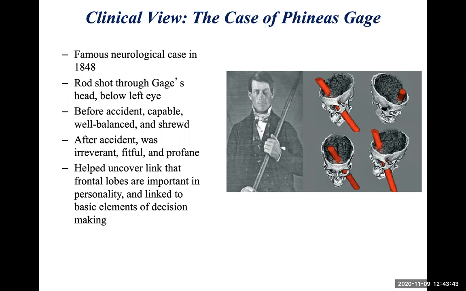But after he lived, it was noticed his personality had completely changed. He was impulsive. He was kind of a jerk. He became known as a liar and a thief, and people couldn't depend on him. Anyway, the reason I highlight this case is this is one of the first cases in which researchers started to make a connection between personality, impulse control, and critical thinking, those functions being determined by the frontal lobe of the brain.